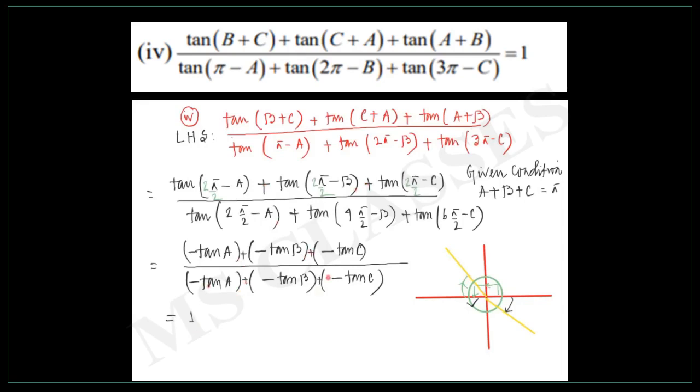So ultimately the same thing. The whole thing in the numerator is what? It is minus, if we take common, tan A plus tan B plus tan C, whole divided by minus tan A plus tan B plus tan C. That gives us what? 1.